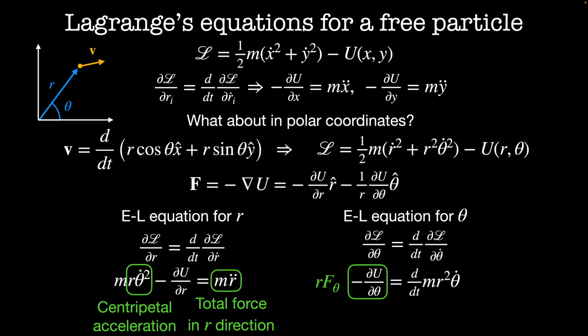On the right, we have d by dt of m r squared theta dot, and this right here is angular momentum. So just from the Euler-Lagrange equations, we've derived that torque is equal to the rate of change of angular momentum, and that is equal to the moment of inertia I times the angular acceleration alpha. The thing that's really great about generalized coordinates is that you can pick any coordinates you want, and these can be designed to make your problem easier to solve.